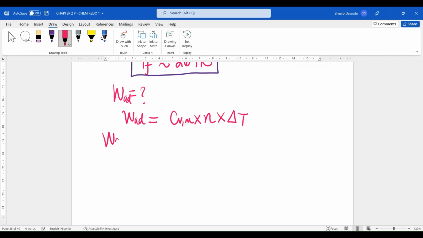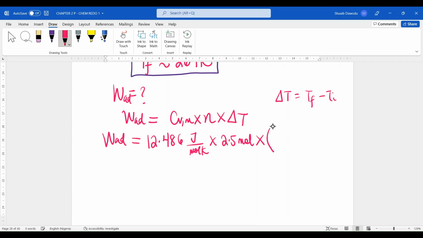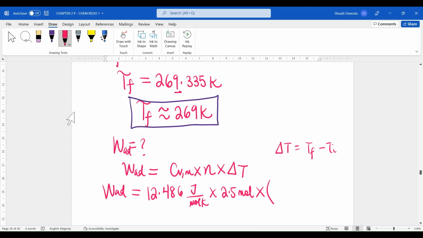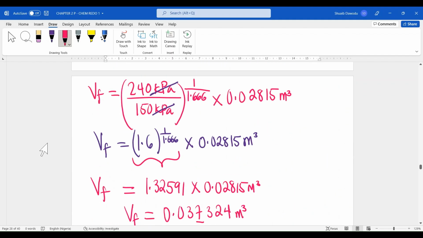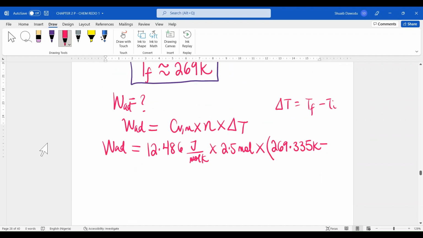in temperature. So the adiabatic work done is just simply CV,m is 12.486 joule per mole Kelvin, we've determined that, times 2.5 mole times the change in temperature, which is just simply T final minus T initial. As usual, I'm not going to use the approximate value for T final, so I'm just going to have 269.335 Kelvin minus T initial, which is just simply 325 Kelvin.